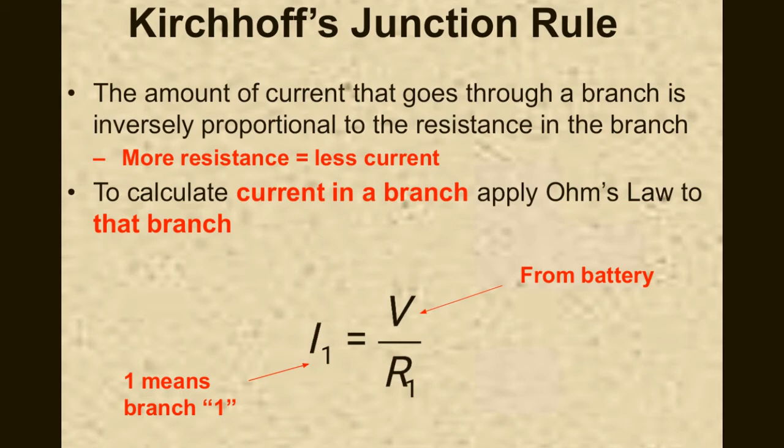In this case, we're looking at branch number 1, so I1 is equal to V divided by R1. And if you're thinking about why there is no V1, well, that's because in a parallel circuit, remember that in each branch, the voltage drop is always going to be equal to the same amount as what it was originally from the power source.